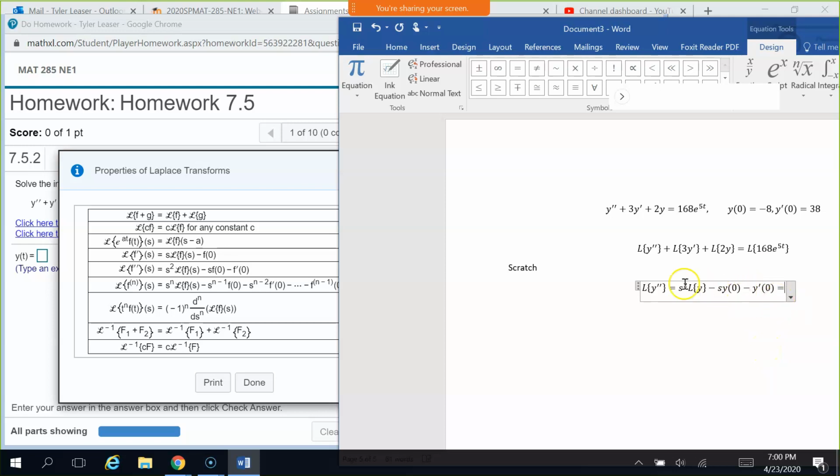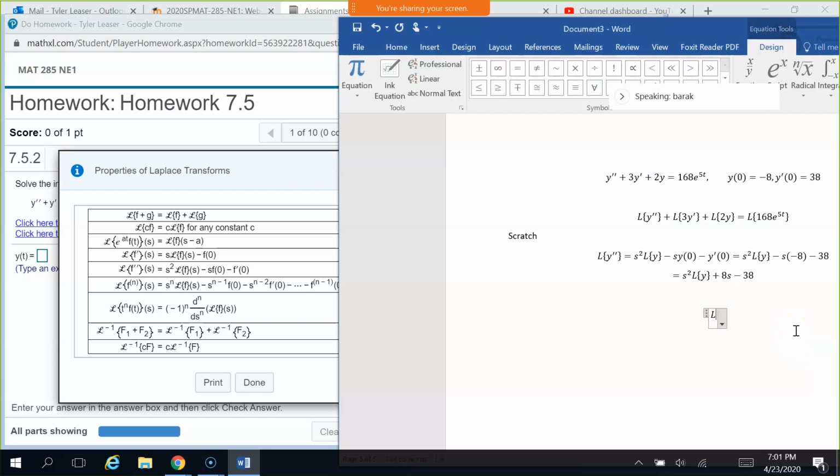And we know what these are because these are just the initial conditions that they give us. So s squared, the Laplace transform of y, we don't know what that is yet, minus s times the original function at 0, which is -8, minus the derivative of y at 0, which it tells us is 38. Okay, and then we can clean that up just a little bit more. So that is s squared L of y plus 8s minus 38.